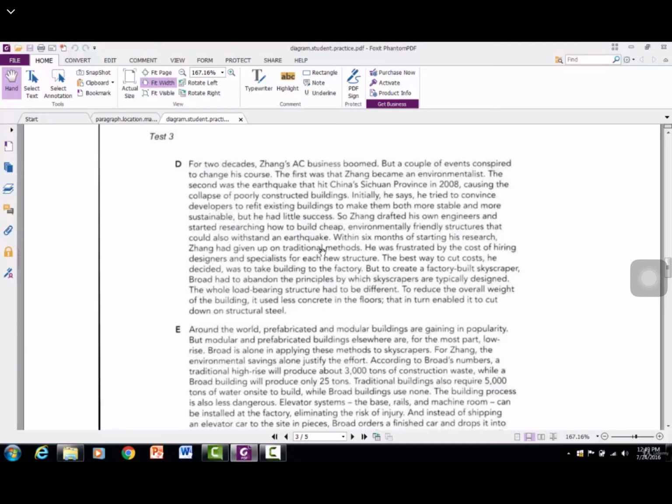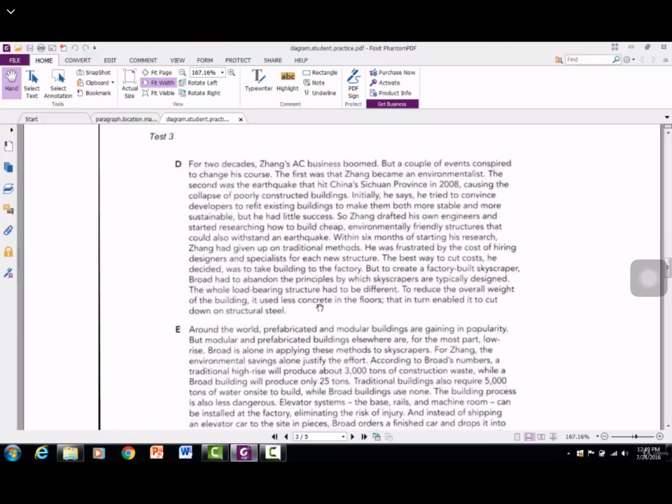Here we go. All right, it's in this last sentence right here. To reduce means to make less, and here we have the word building right here. To reduce the overall weight of the building, it had to use less concrete. We actually have the exact word less right here, less concrete. So the answer would be concrete, C-O-N-C-R-E-T-E. The answer would be concrete.